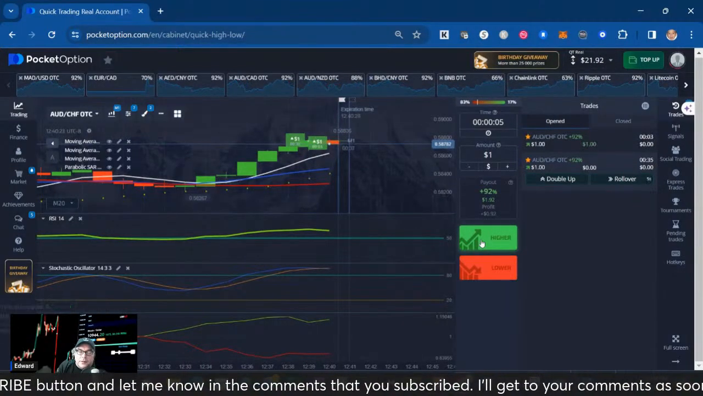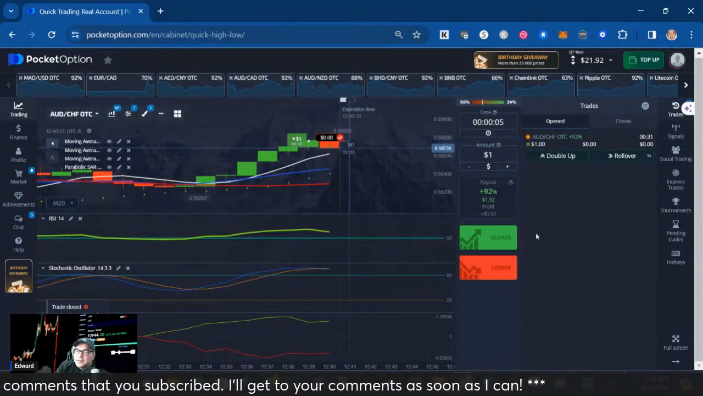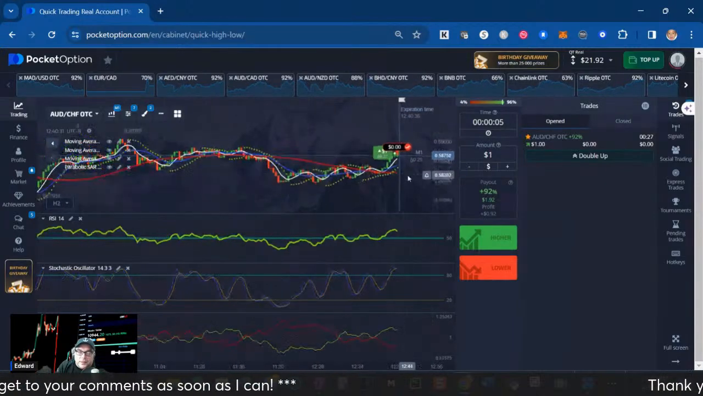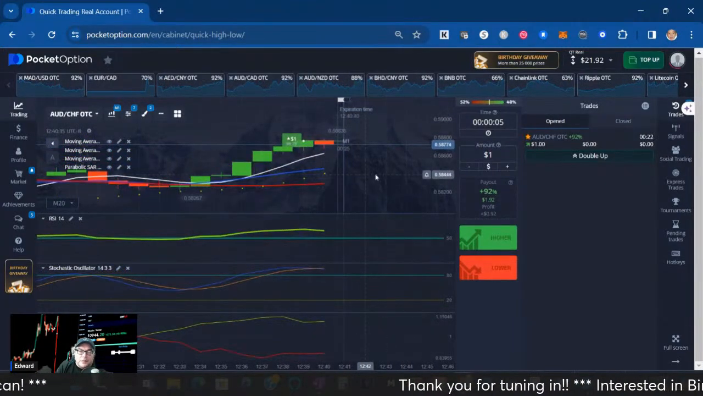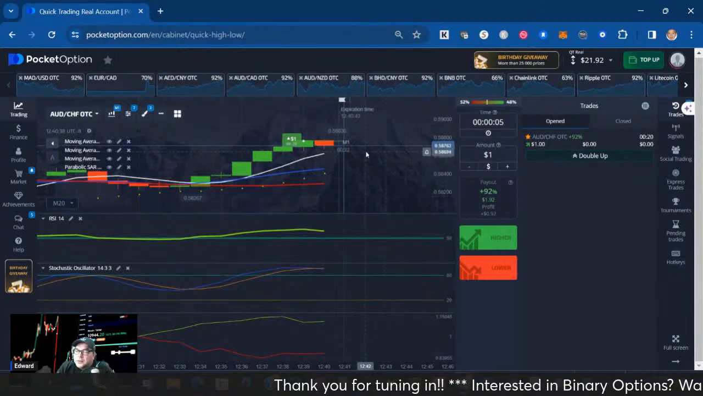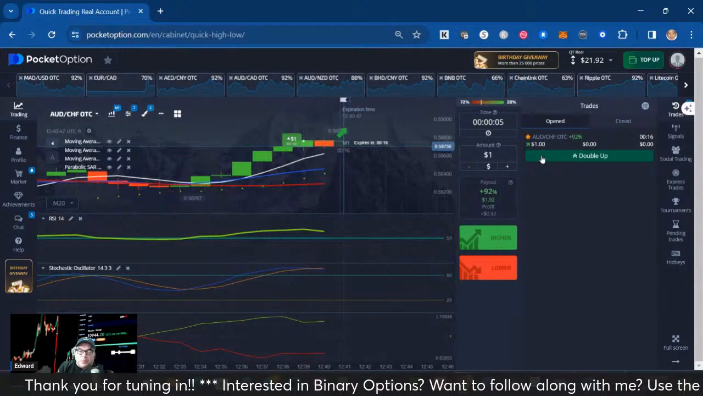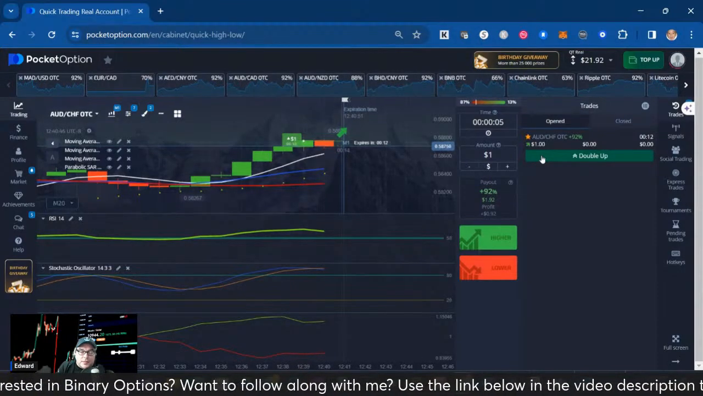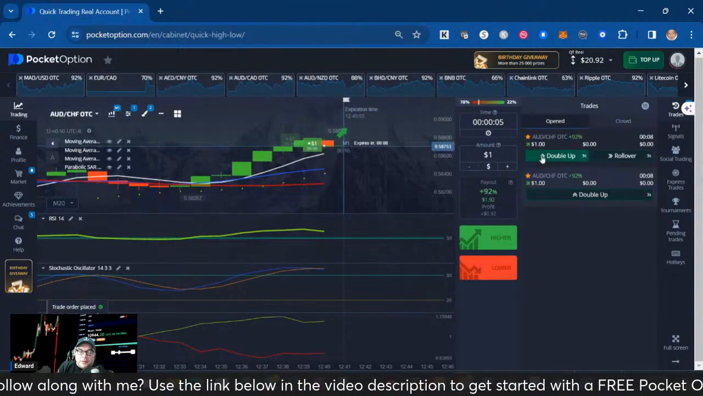Let's see if this pulls back. 4, 3, 2. Nope, didn't get that one. That's okay. So we know the trend is up. Let's see if I'm going to lose this one though. My original entry, 21 seconds. Is it going to move upwards, or is it just going to keep going sideways? It doesn't look like there's a lot of volume, ladies and gentlemen. See if I can recover something.